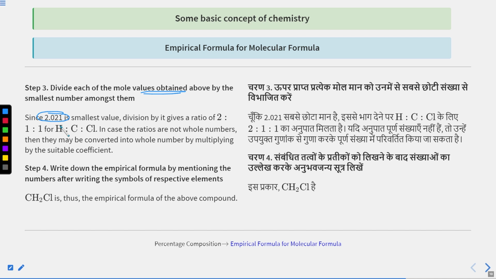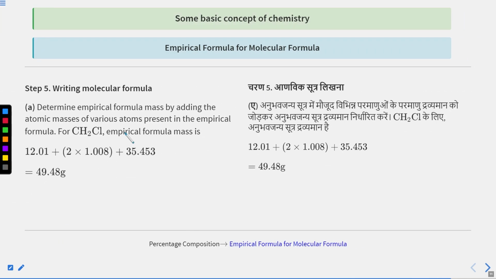Step 4 is to write down the empirical formula by mentioning the numbers after writing the symbols of the respective elements, which is CH2Cl, the empirical formula of the above compound. And you can see this is the simplest formula. Okay. And if I want to get the value of n, how can you get it?